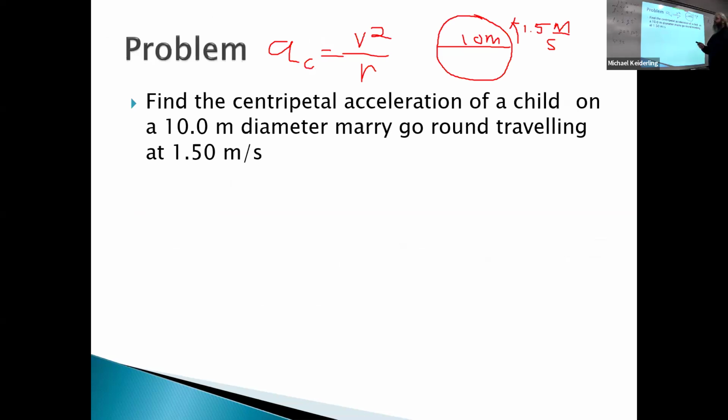So here we want to find, we have a merry-go-round that's 10 meters in diameter. And we have a child on this 10-meter diameter merry-go-round, and they're traveling at 1.5 meters per second. We want to find out what their centripetal acceleration is. So I'll give you a minute or so to work on this.